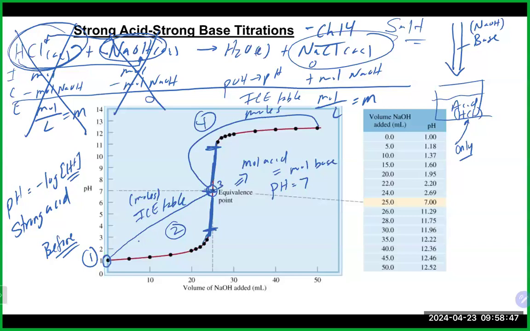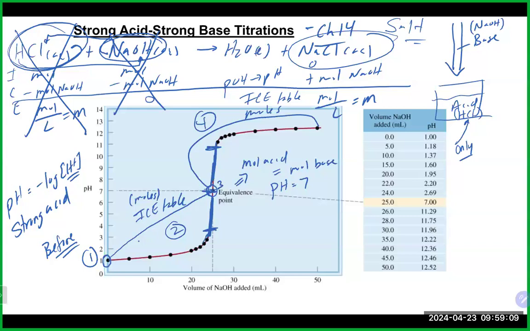If the moles of what you're adding is less than what you started with, then you're before. And if the moles of what you're adding is more than what you started with in terms of the acid, then you are past the equivalence point. So that's sometimes helpful as you do these types of calculations, to have an idea of where you are in the titration curve. Any questions on that part?